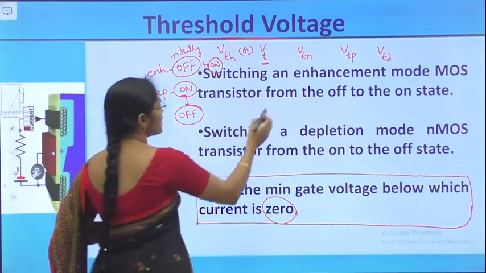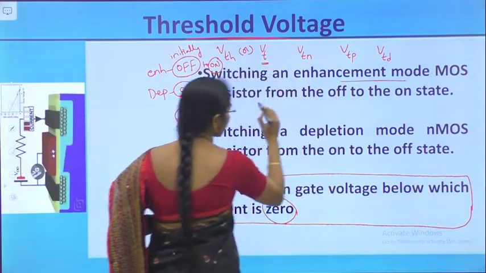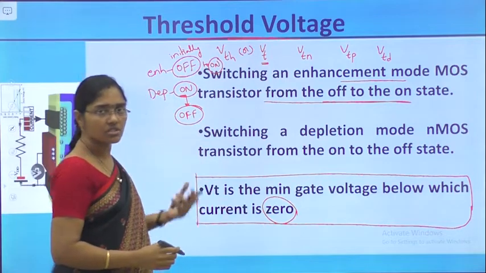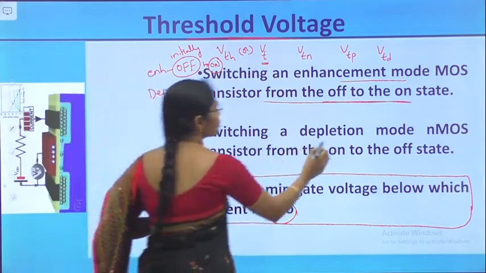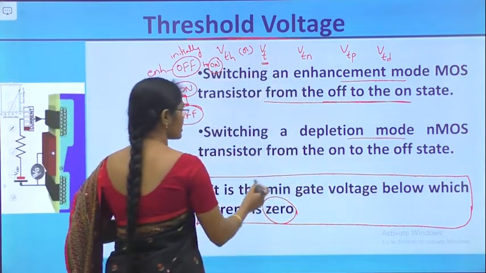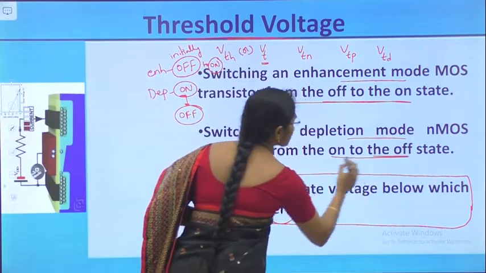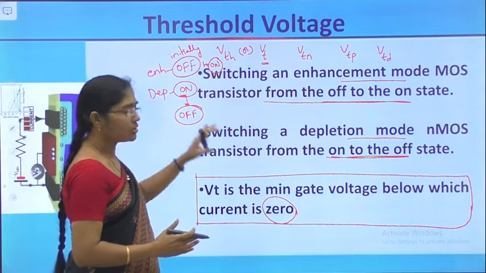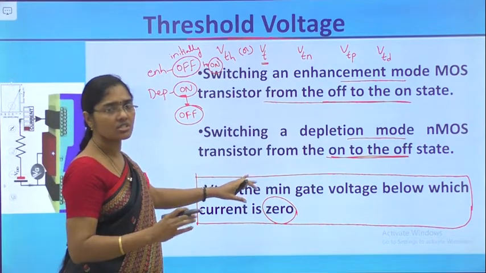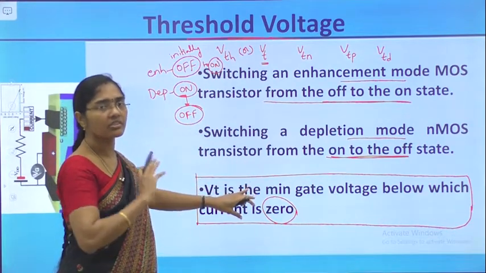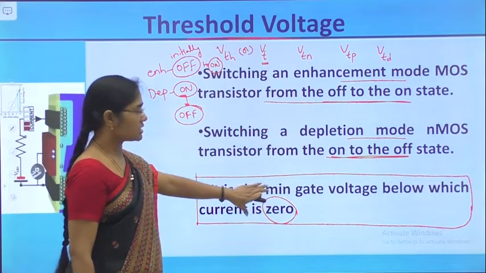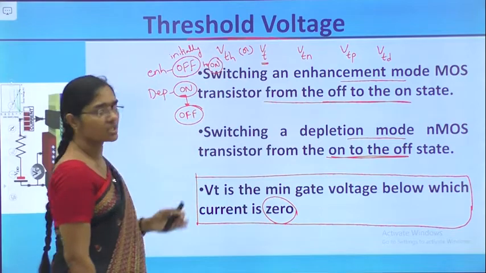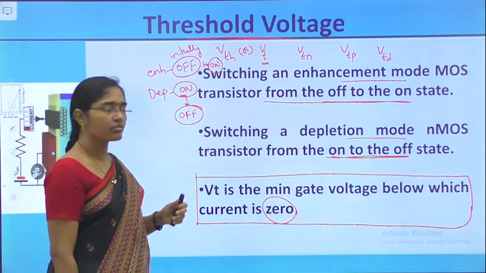So for switching an enhancement mode MOS transistor from off to on state, this VT is used. Similarly, for switching a depletion mode transistor from on to off state, it is required. Overall, below this threshold voltage, the transistor does not have any conduction. So VT is the minimum gate voltage which can be applied at both enhancement and depletion transistors for the conduction.